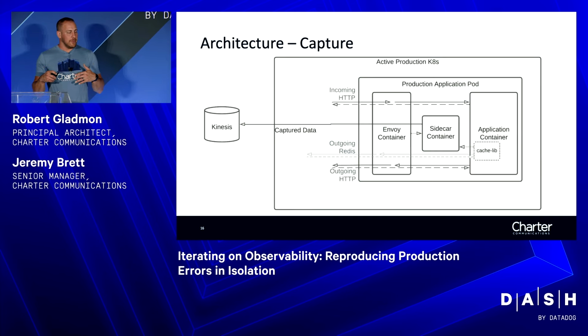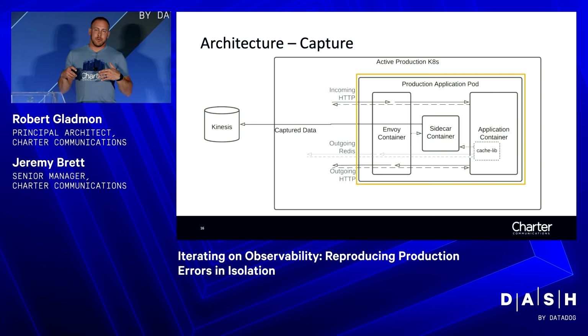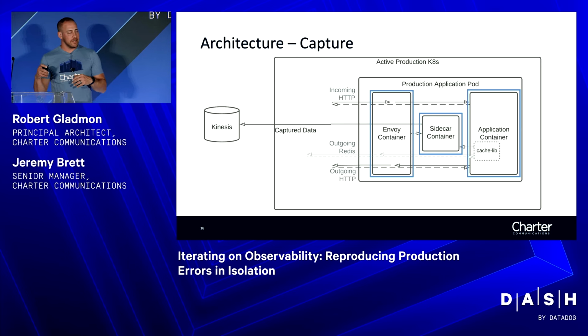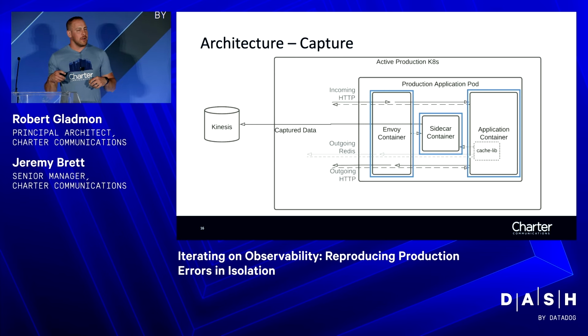So for a little deeper look at how we capture data, here we have our production Kubernetes pod. Within our pod, we have 3 containers. On the right, we have our application container. In the center, we have our sidecar container, which has our logic for gathering this data. And on the left, we have our Envoy container.